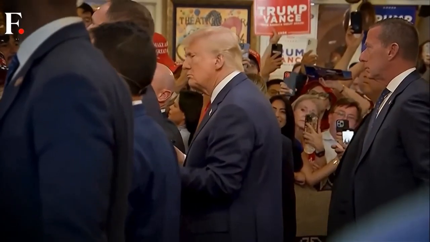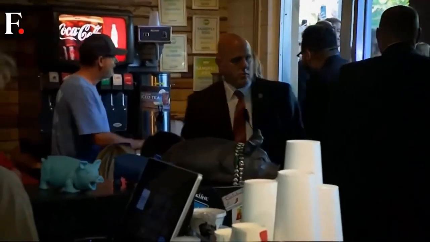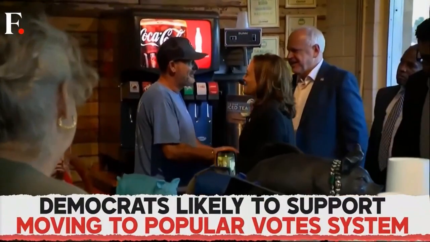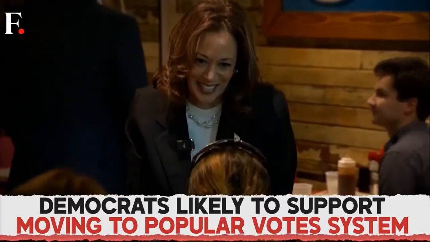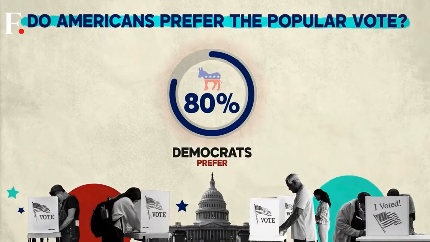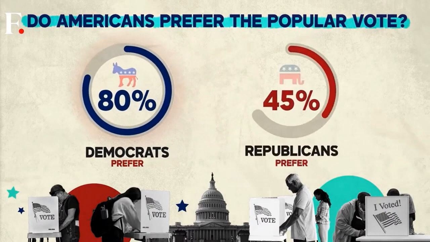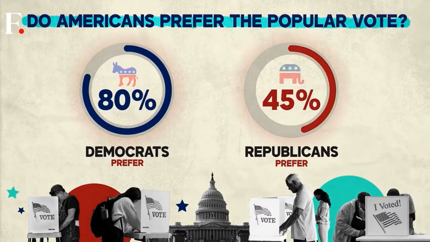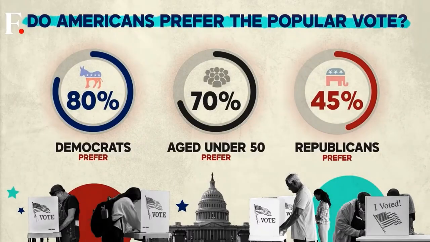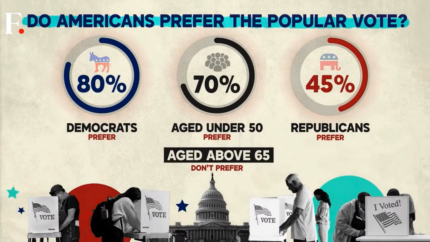The Pew study has some more insights on the issue. It says that Democrats are far more likely than Republicans to support moving to the popular vote. On aggregate, over 80% of Democrats say that they would like to have the popular voting system in America. In contrast, about 45% of Republicans share the same sentiments. Moving away from party ideologies and towards demographics, almost 70% of Americans under the age of 50 prefer the popular vote. On the other hand, Americans who are 65 and older want the Electoral College to continue.